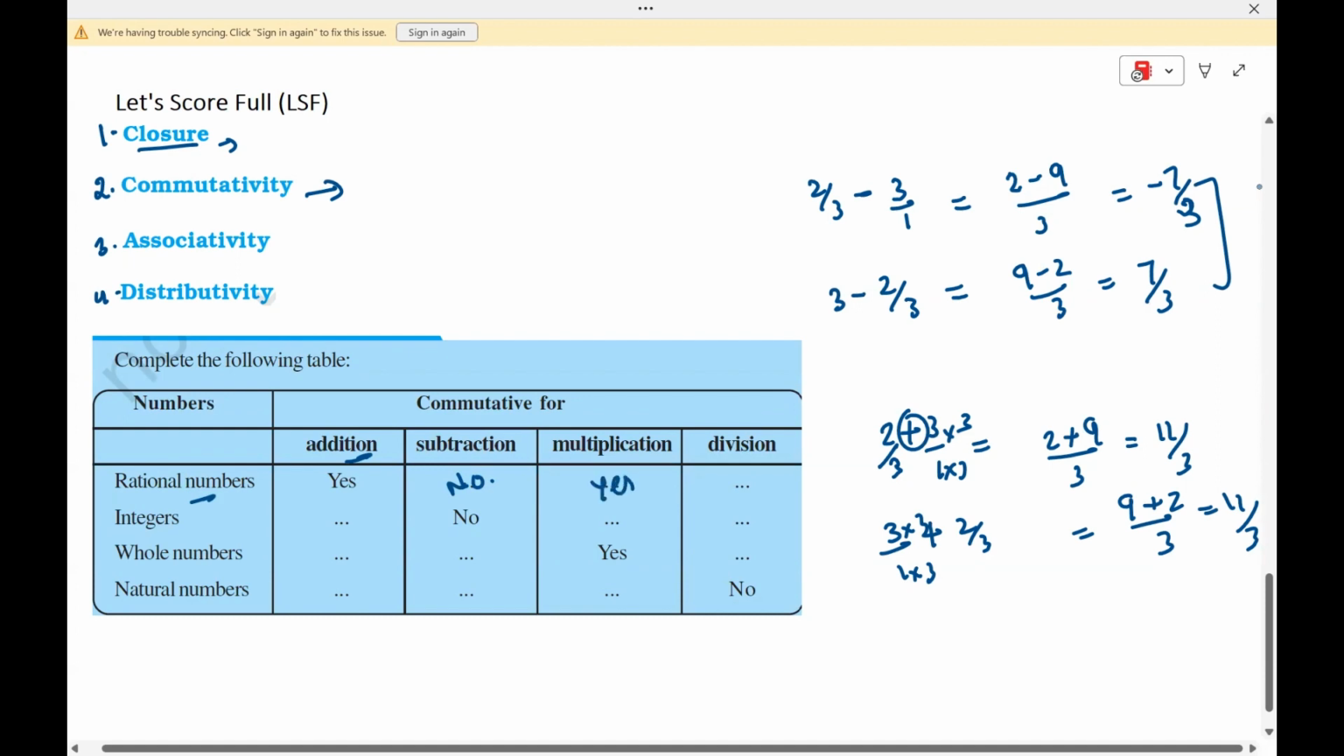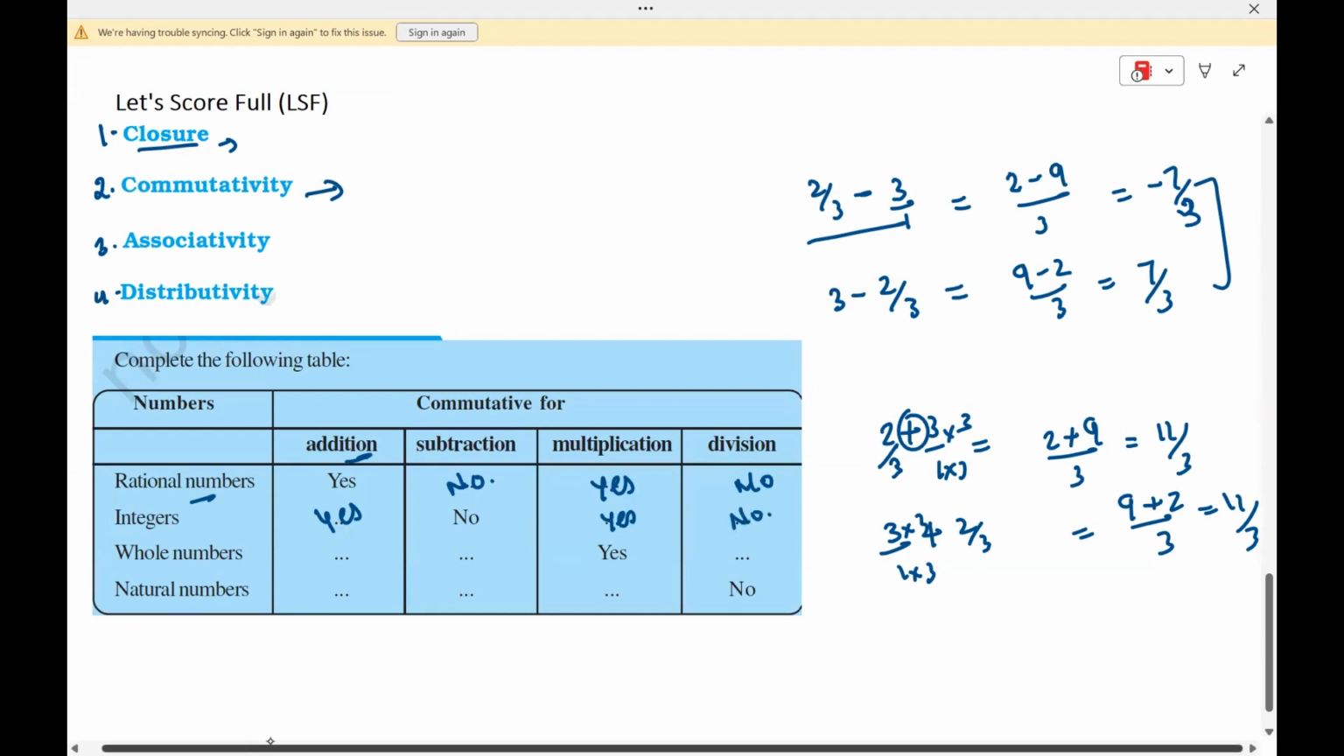Multiplication, yes, it is the same. But for division, again, no. You can check it out by taking these examples one by one. For integers, addition is yes. Subtraction is no. Then multiplication, yes. And then division is no.